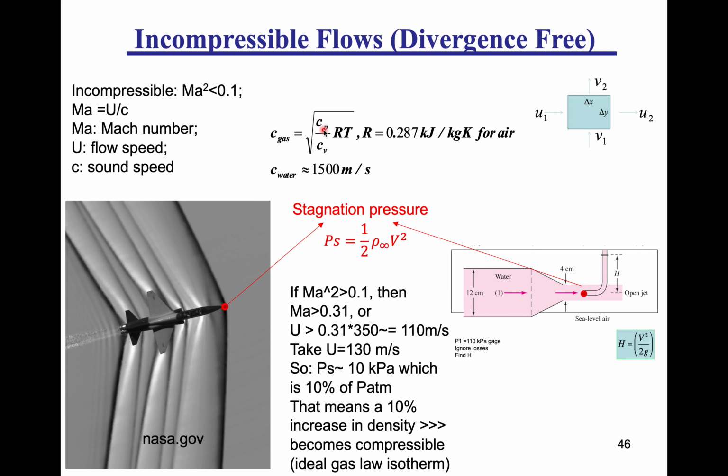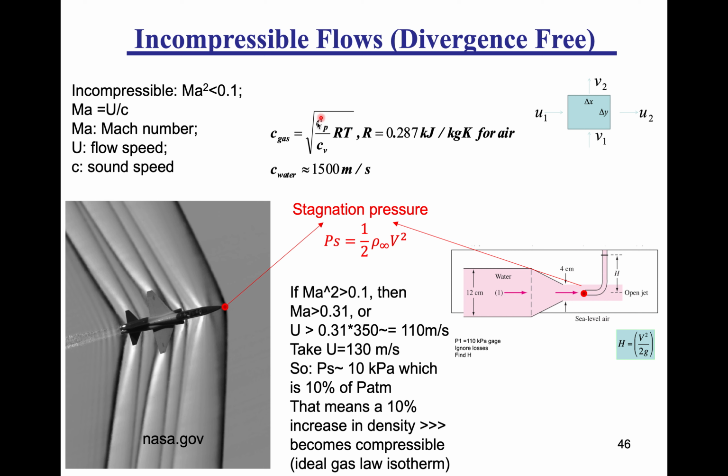So for air, the Cp is 1 kilojoule per kilogram Kelvin. The Cv is 0.7, so this ratio is 1.4. The R is 287 joules per kilogram Kelvin, and the temperature is sea level temperature, room temperature, 25 degrees C, which is 298 Kelvin.